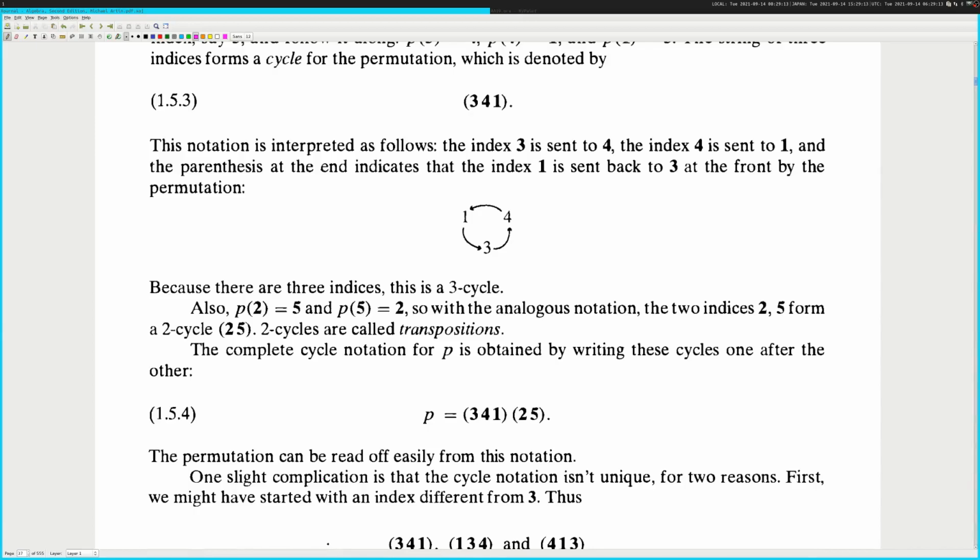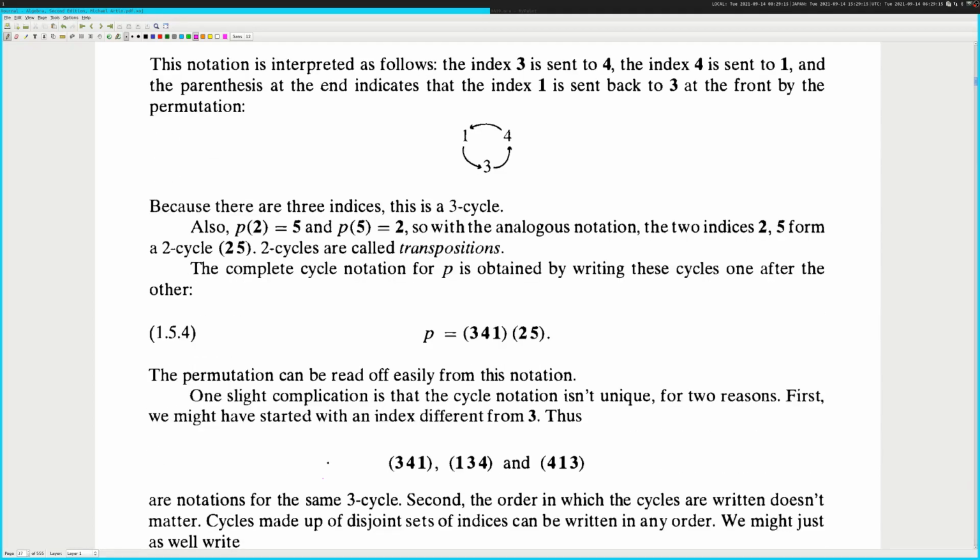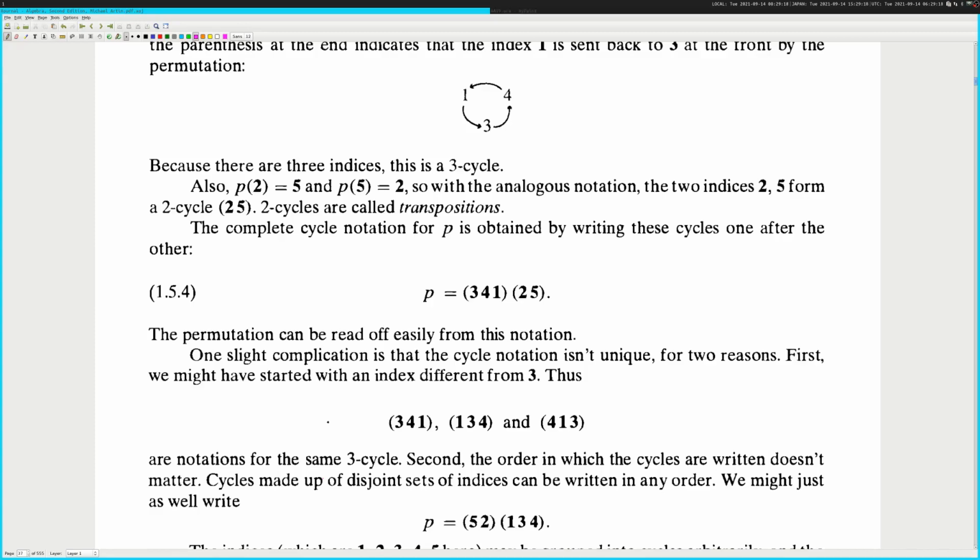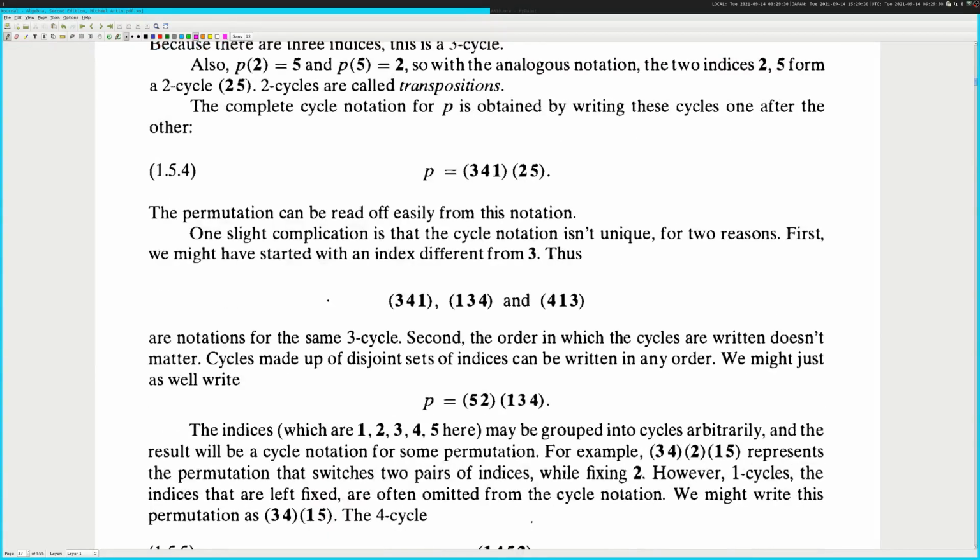Here's the point he's making. One slight complication is that the cycle notation isn't unique, for two reasons. First, we might have started with an index different from 3, thus (3 4 1), (1 3 4), and (4 1 3) are notations for the same 3 cycle. Second, the order in which the cycles are written doesn't matter, as long as they're disjoint. Cycles made up of disjoint indices can be written in any order. We might as well write (5 2)(1 3 4).